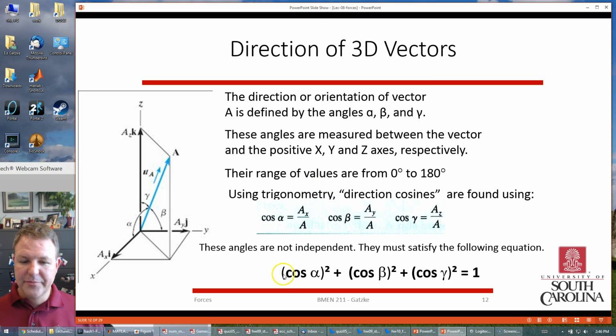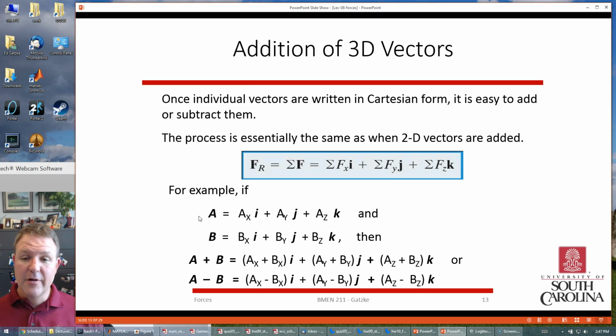So the other thing is the angles can't be independent because you know that cosine alpha plus cosine beta plus cosine gamma, all those squared, is going to equal 1. So you have to satisfy that trig identity. However, once you have the components in the x, y, and z direction, it just works the same way as in 2D. If you know all the x components, the y components, and z components, they just add up to find the x, y, and z. So if we have these values, we can just add ax and bx, ay and by, az and bz to get a plus b. You can also subtract vectors if you want to.